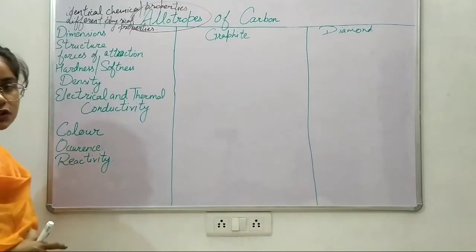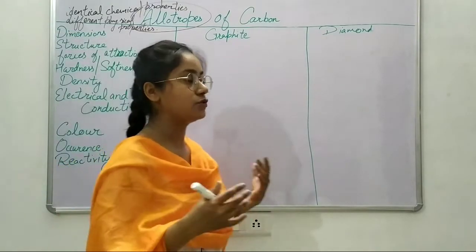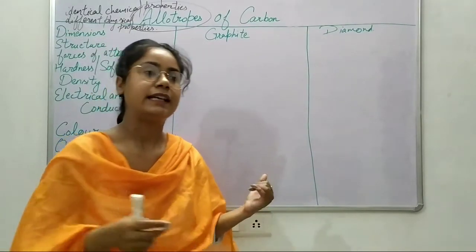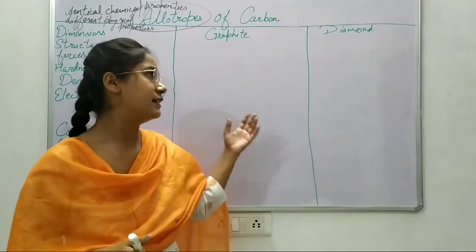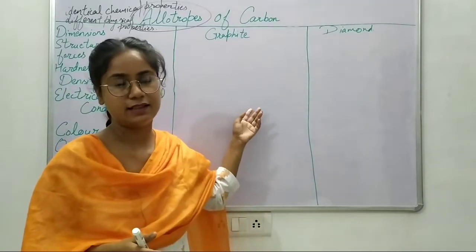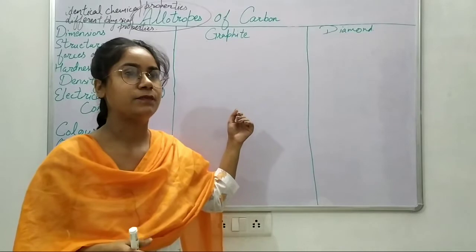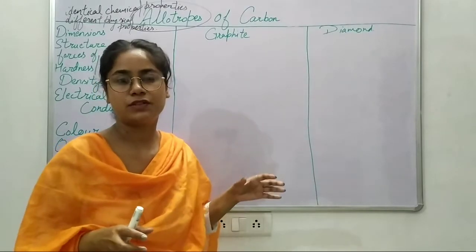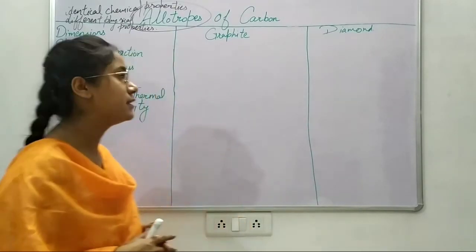First of all, let's talk about the occurrence. It is naturally found on our earth. It can be easily found and it is cheap because of that, and it does not need high pressure or temperature to form. So that's the occurrence.